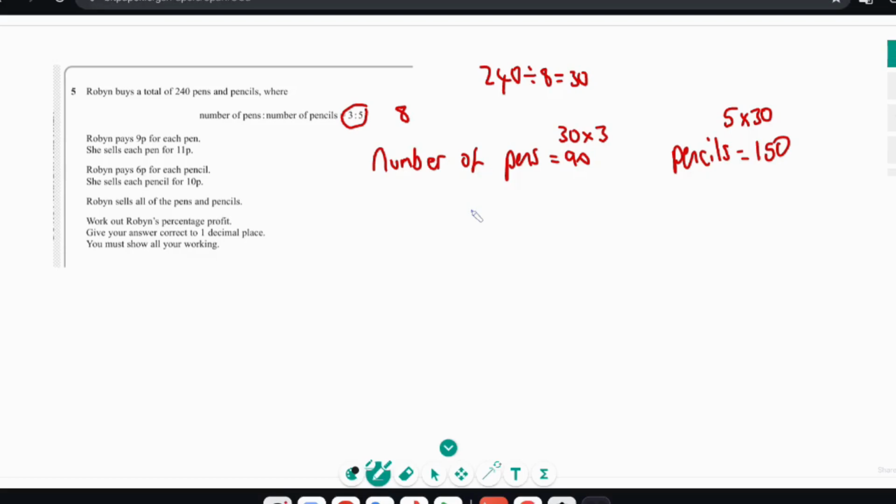Robin pays 9p for each pen. She sells each pen for 11p. Robin pays 6p for each pencil. She sells each pencil for 10p. Robin sells all the pens and pencils. Work out Robin's percentage profit. Answer correct to one decimal place. A couple of different ways you can do this. I'm going to work out the total profit first. Use the formula for percentage increase or decrease, because it's a percentage increase: the difference divided by the original, times 100.